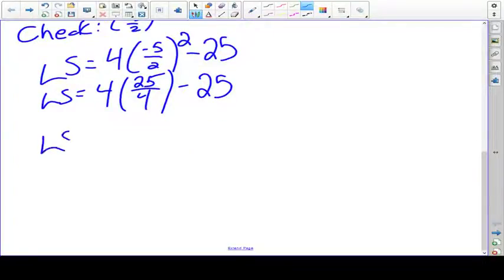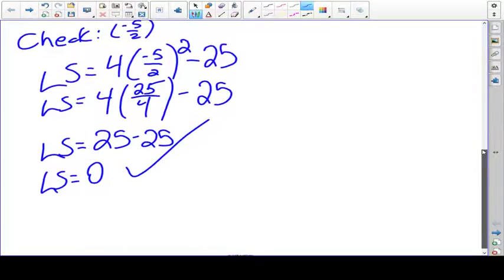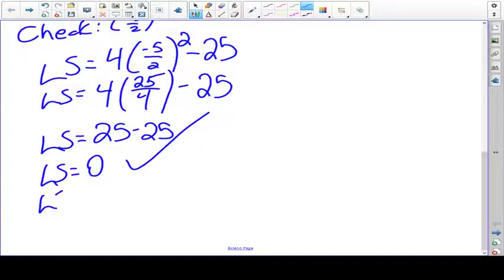Then we'll simplify. 4 times 25 is 100, but when we divide it by 4, we get 25. So 25, take away 25, is 0. Yay! So that tells us that negative 5 halves is a root or an answer to the equation because it's equal to the right side. So we should say left side equals right side.